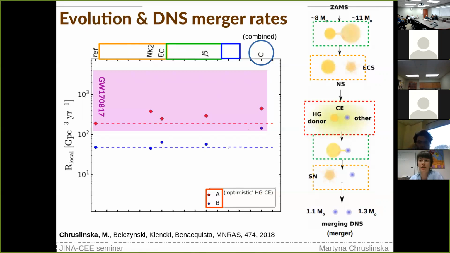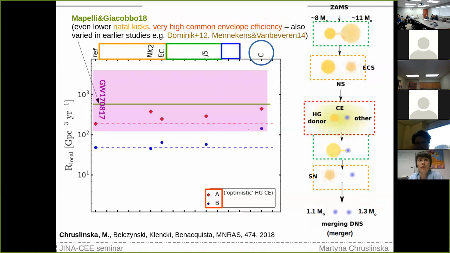Now we can further increase the rates if we assume, for instance, that the natal kicks obtained by neutron stars at formation are lower, changing some assumptions about the mass transfer or combining several of those factors. And you can see now some of the most optimistic estimates made by other groups.